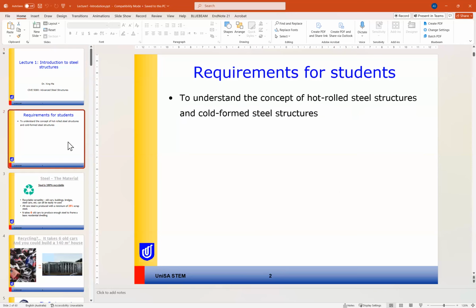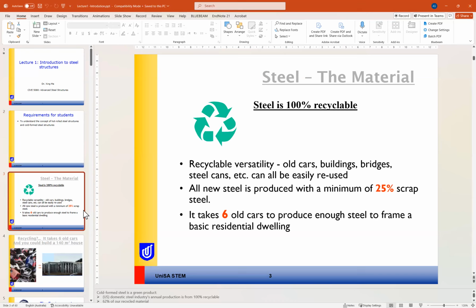And the requirement for a student in this course, or what you will gain after completing this course, is that you will have knowledge about the concepts of hot rolled steel structures and cold formed steel structures. And you already have some knowledge about hot rolled steel structures from the steel and timber course if you have completed it already. So this is the requirement for you at the end of this course. So now let's start with an introduction about steel as a material and the advantages of using steel as construction material.